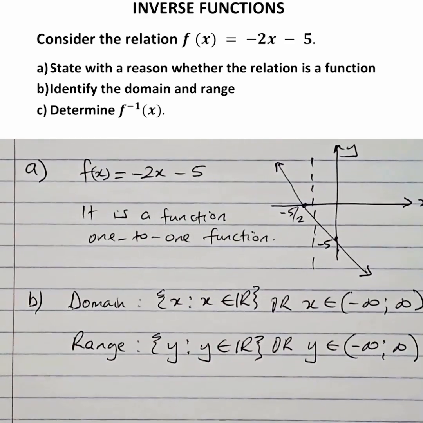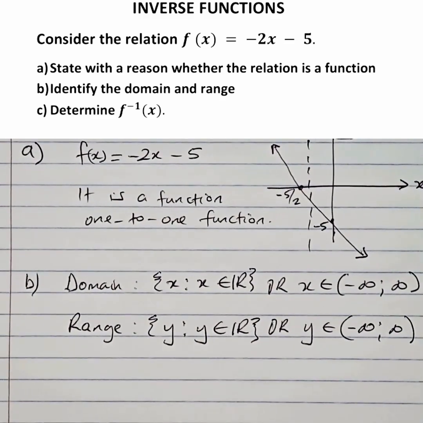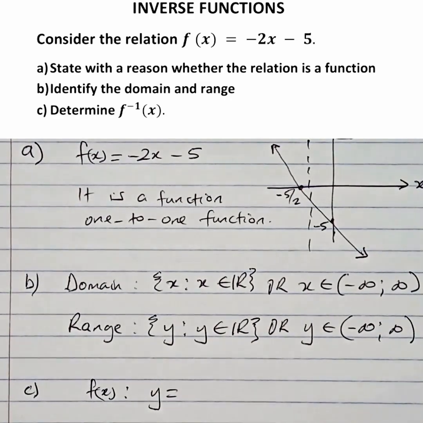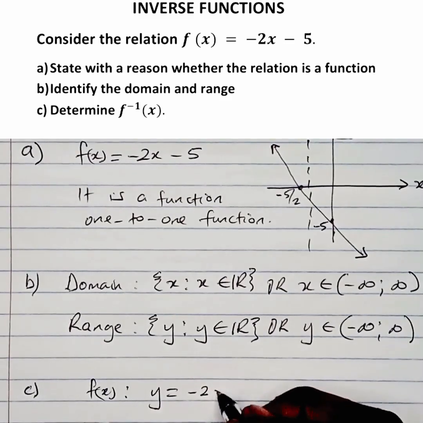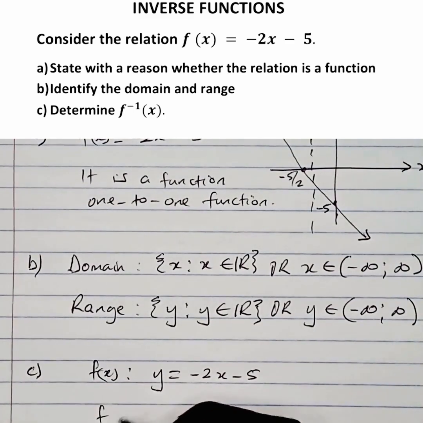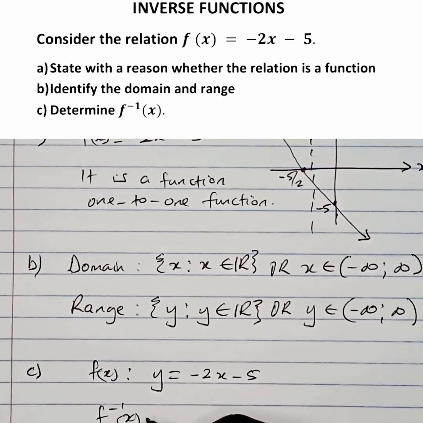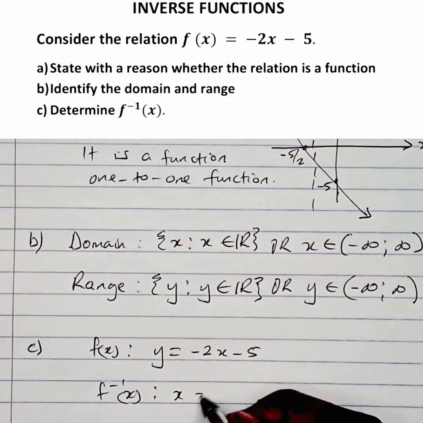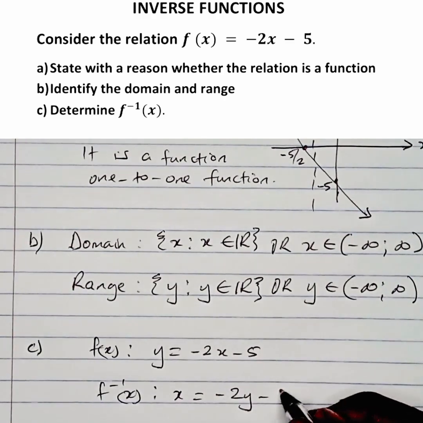And now the last part, C, requires us to determine the inverse of that function. So we know that f(x) is such that y = -2x - 5. And the inverse of that, f^-1(x), is such that now here we are interchanging the variables. Where there's y, we're putting x, and where there's x, we're putting y. So we're going to say this is x = -2y - 5.